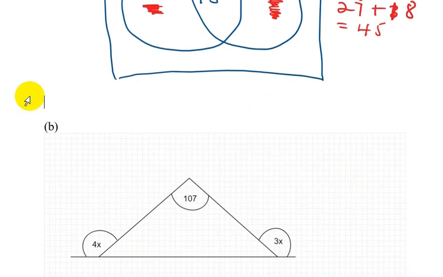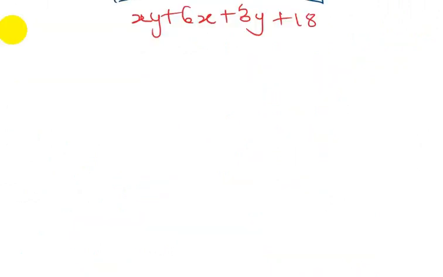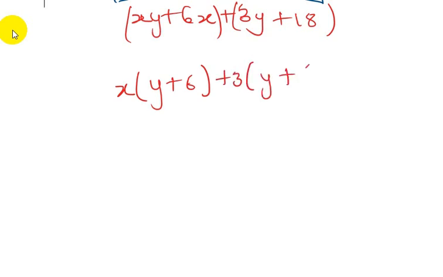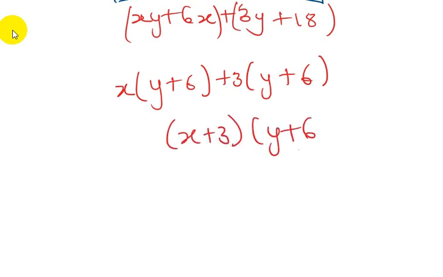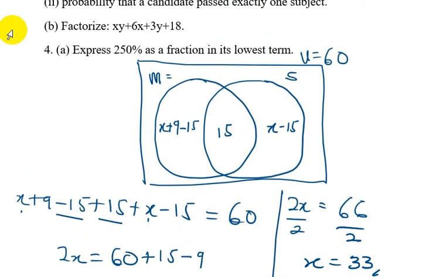Now the B part is also very simple. We can just group the first two and the second two, then we take it from there. So we group this one and we group this one. Now these two, what is common? We can see that x is common over here, so we bring x out, and we are left with y plus 6. Now from here 3 is common, so we bring 3 out, and we are left with y plus 6. So we're going to get x plus 3 in one bracket and y plus 6 in another bracket. So that is all.